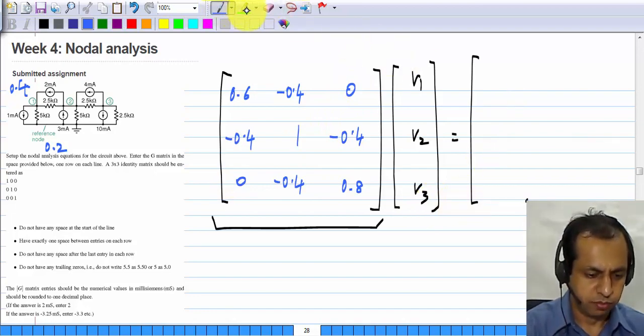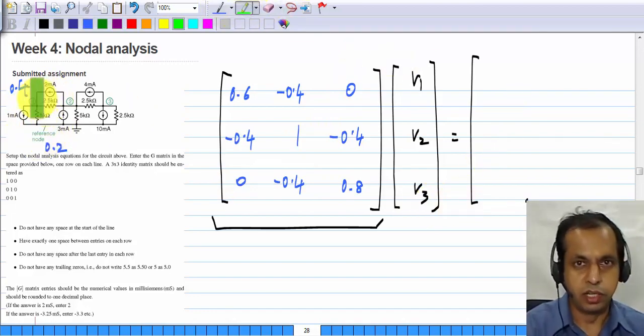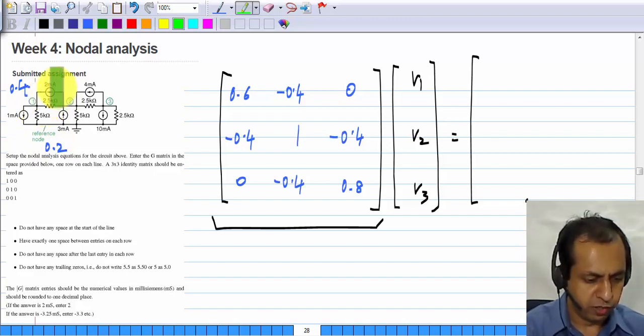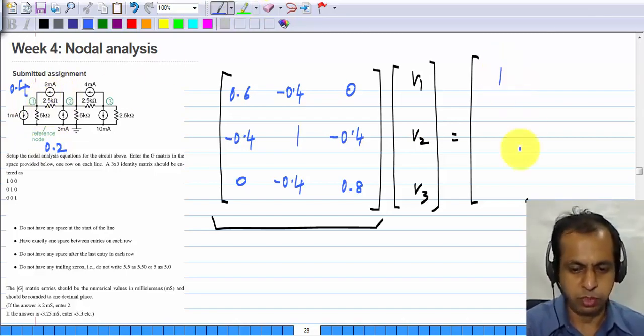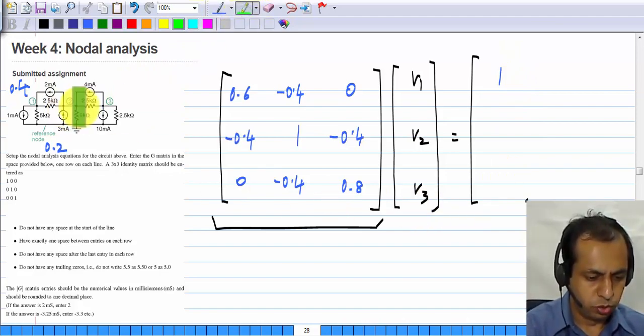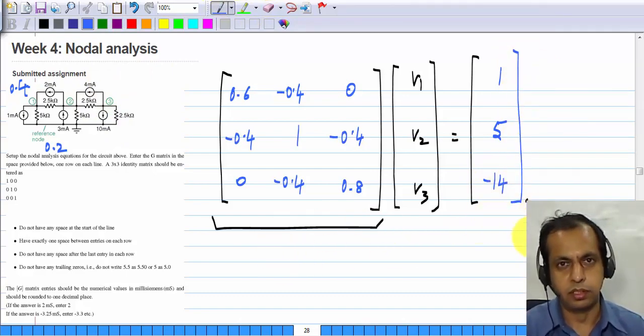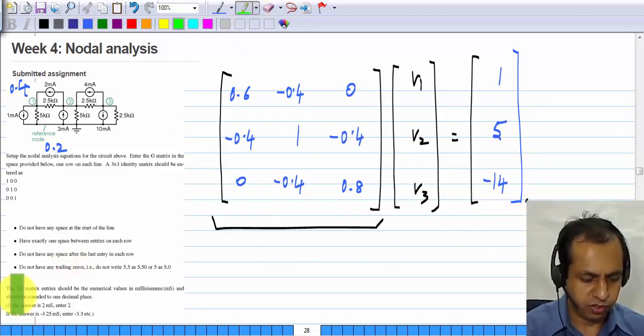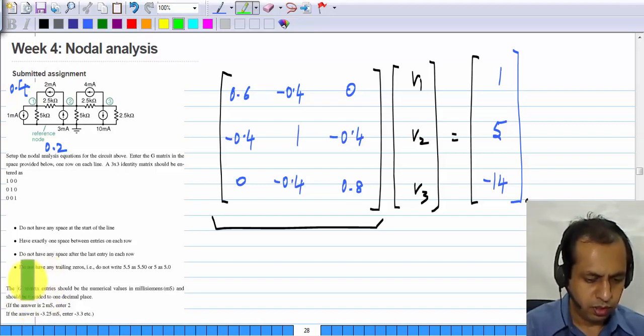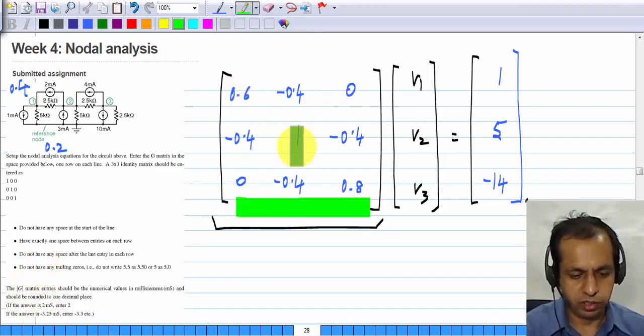The right hand side of course is the independent sources which are going in. So into node 1 we have plus 2 minus 1, so this is 1 milliamp, and node 2 we have plus 3 plus 4 minus 2, which is 5, and finally node 3 we have minus 10 minus 4, so minus 14. So that's the setup, and in the first question you are asked only for the G matrix. So the answer is this one, and you have to write only these entries.